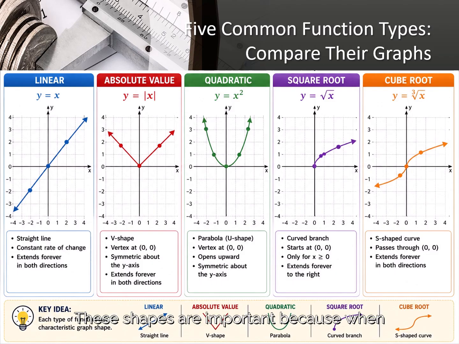These shapes are important because when we are given a graph without an equation, the shape can give us an important clue about the function type. So we can identify a function in 2 ways. We can look at its equation, or we can look at its graph. And ideally, the equation and the graph should tell us the same story.